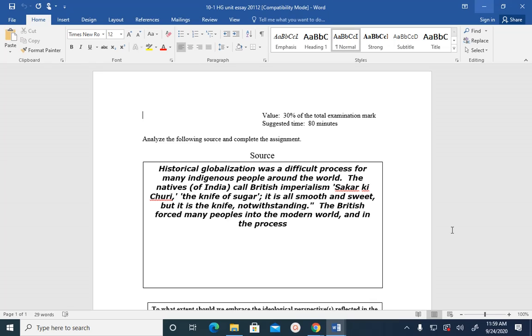That'd be pretty cool. Here's a quote from India that, although this won't be your source for the essay, you could see something like this on your A1, but this is something to look forward to moving forward. It says, in summary, that imperialism is the knife of sugar. So in India, in their language, it sounds cooler, and I just destroyed that. But it's the knife of sugar. It is all sweet, it is all smooth and sweet, but it is a knife notwithstanding.